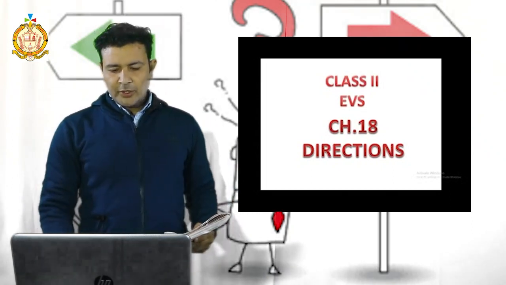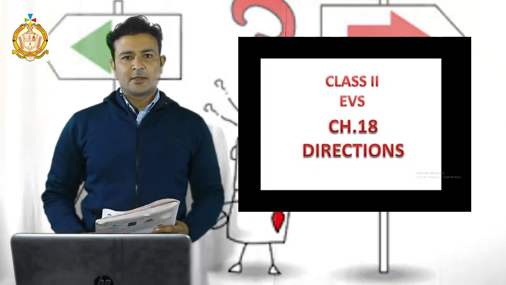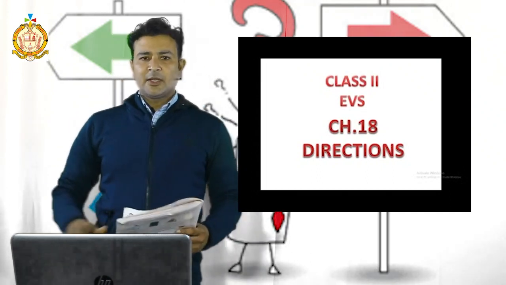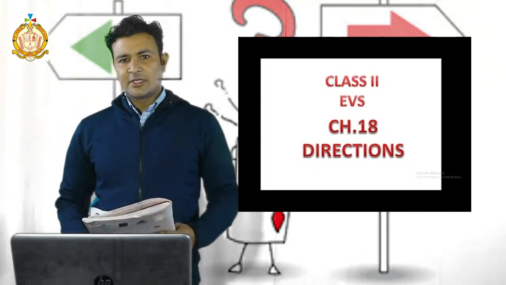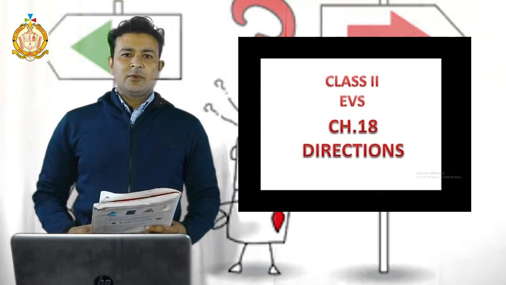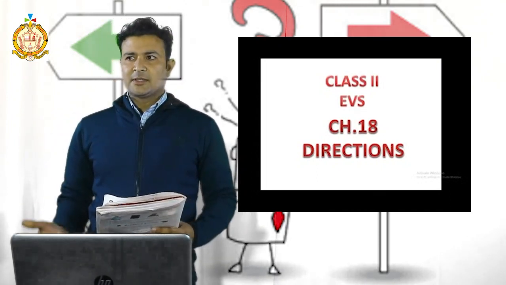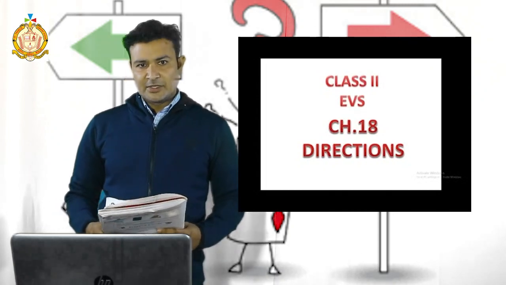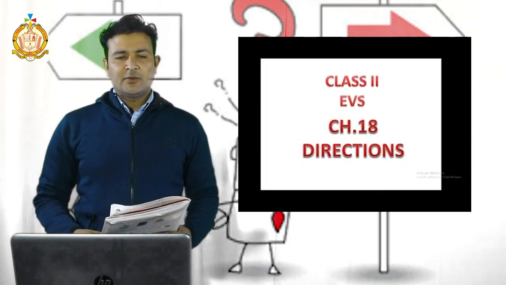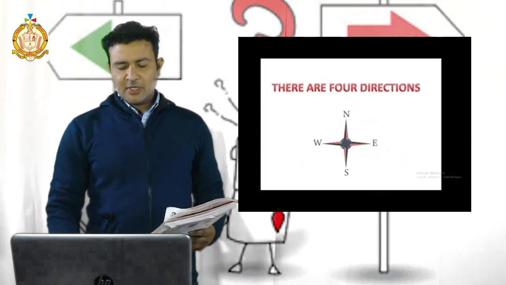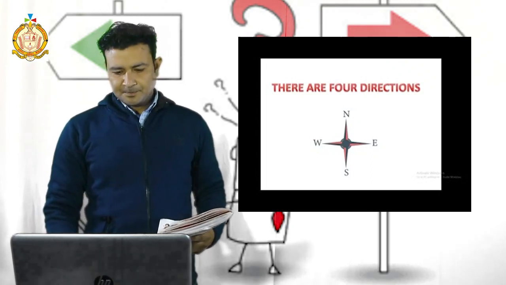Now we are going to discuss this with the help of a natural resource, that is the sun. We know that when we were small, in nursery class or UKG class, we used to tell our parents which side the sun is coming from and which side the sun is setting. These are common words we use with our friends. So with the help of the sun, I am going to discuss directions.